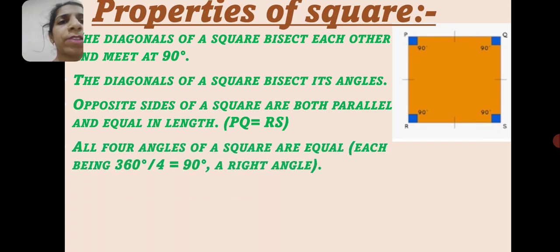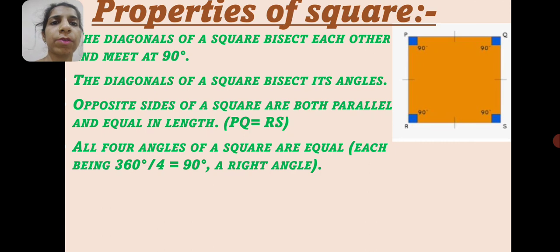Next, opposite sides of a square are both parallel and equal in length. PQ is equal to RS, and QS is equal to PR. Opposite sides of a square are both parallel and equal in length.